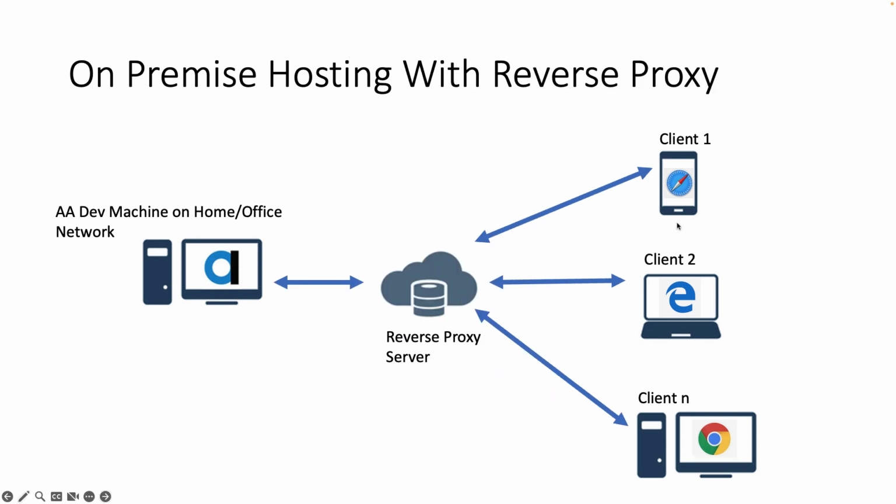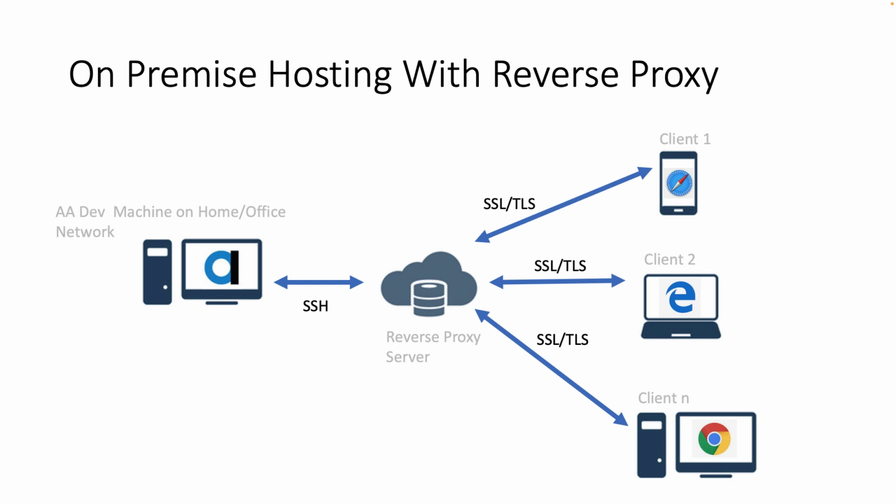With a reverse proxy, the clients don't actually connect directly to your computer. They connect instead to the reverse proxy computer. The reverse proxy takes the requests, which come from the various clients, processes them, and then sends them back to the development machine on this side. The home office or network machine will then pass that information back to the clients. And this is also a very secure way of doing it.